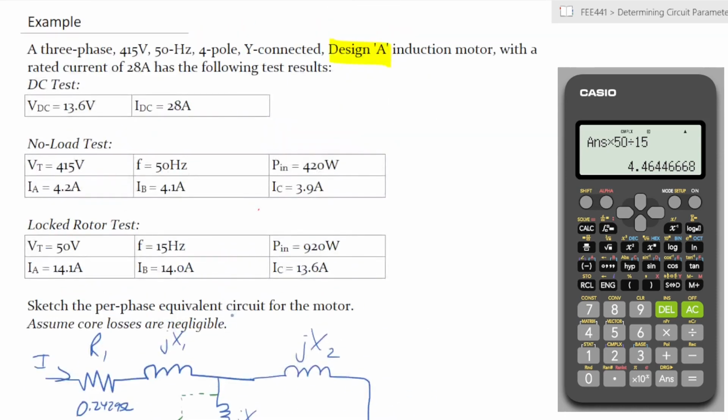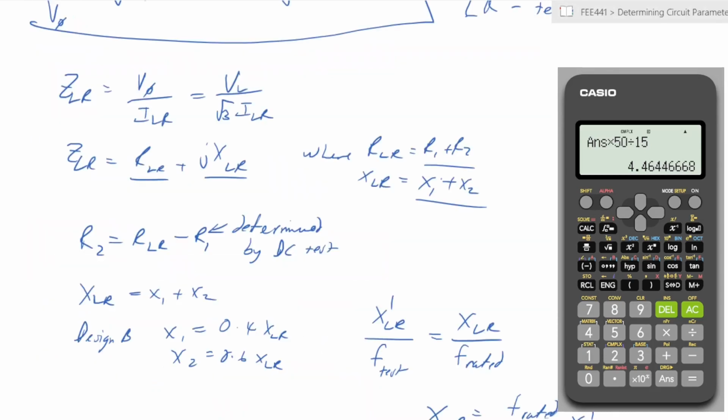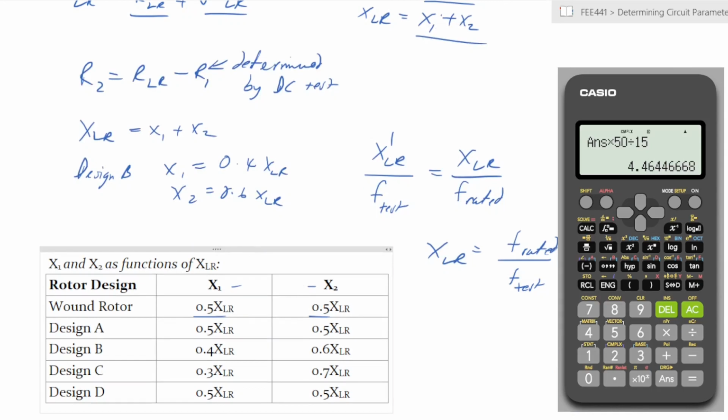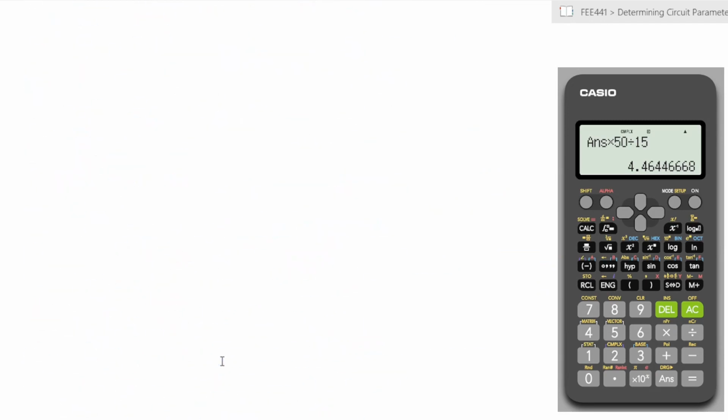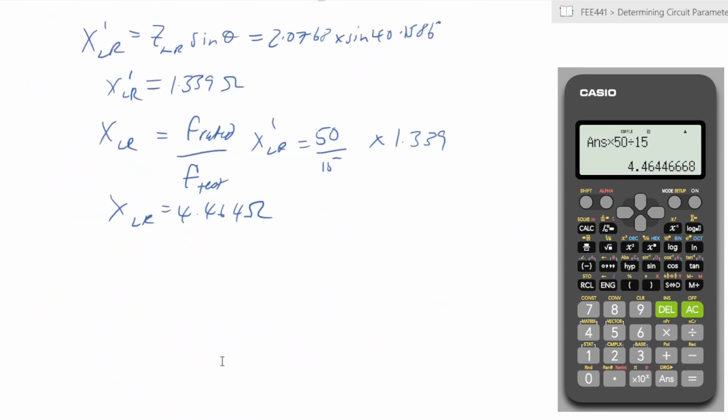And because we are told this is a design A, we said the design A type of motor has what ratio of X1 to X2? They are in a ratio of 0.5 to 0.5, or 1 to 1. So each of them is half of the value. So X1 is half of that, so divide this by 2. That's 2.232. And at the same time, X2 is 2.232 as well.